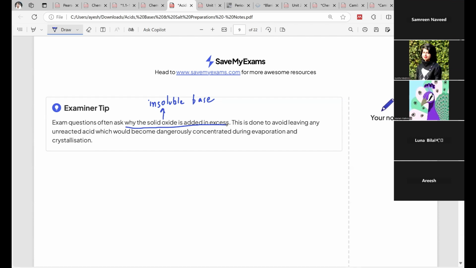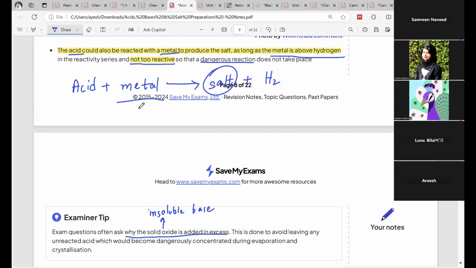Yes, Samreen. Miss, the unreacted acid will become too dangerous because it is so concentrated when we do evaporation and crystallization. And miss, I had a question as well. The acid plus metal: is the metal an insoluble base? No, metal is not a base here.